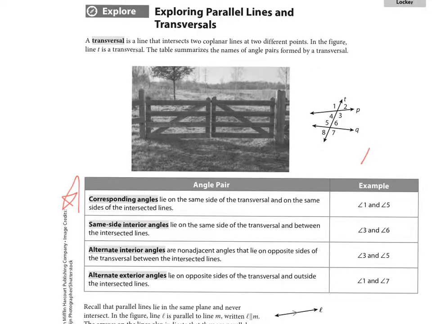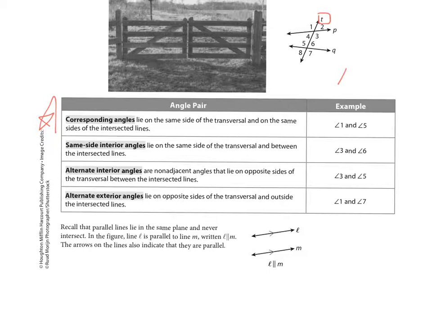Well, first, I guess we need to look at what a transversal is. And a transversal is a line that intersects two lines at different points. So here, this T is a transversal, and it's intersecting two lines, P and Q, okay? So corresponding angles lie on the same side of the transversal and on the same side of the intersected lines. So 1 and 5 are examples of corresponding angles.